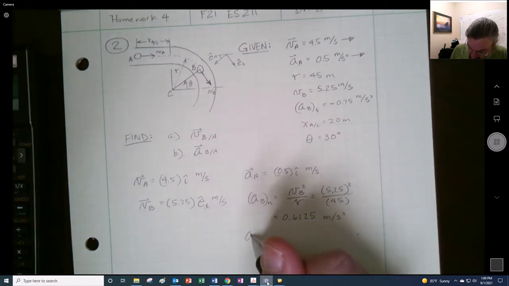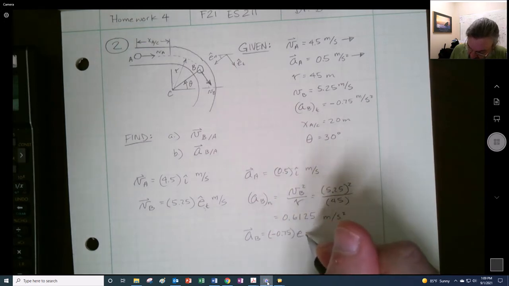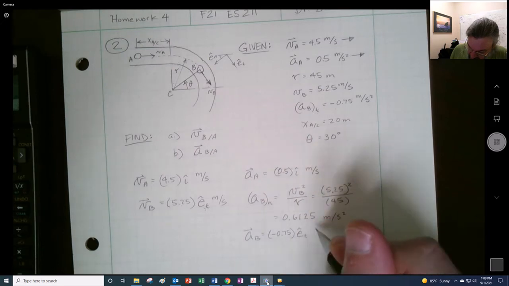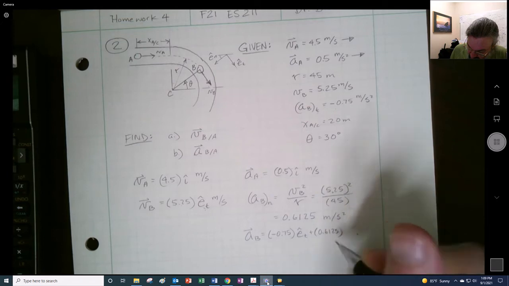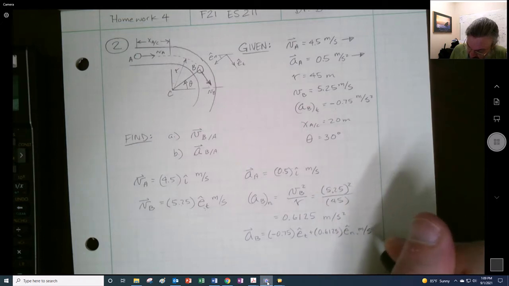So if we were to write out the acceleration of B completely, it would be negative 0.75 et plus 0.6125 en meters per second squared.